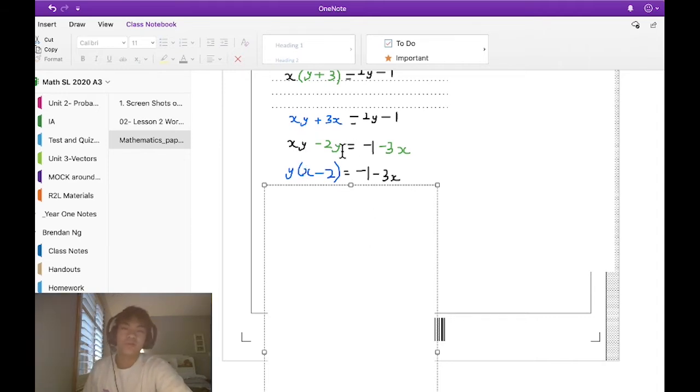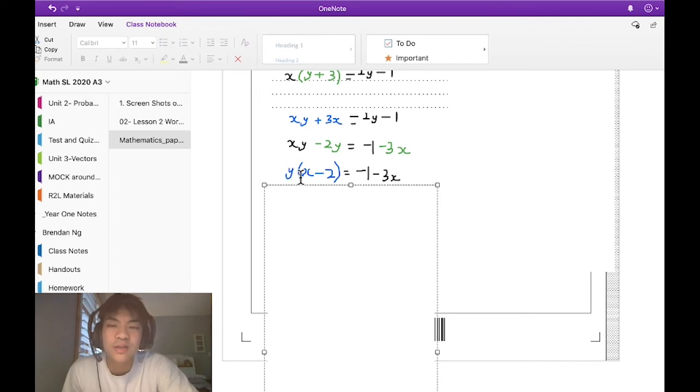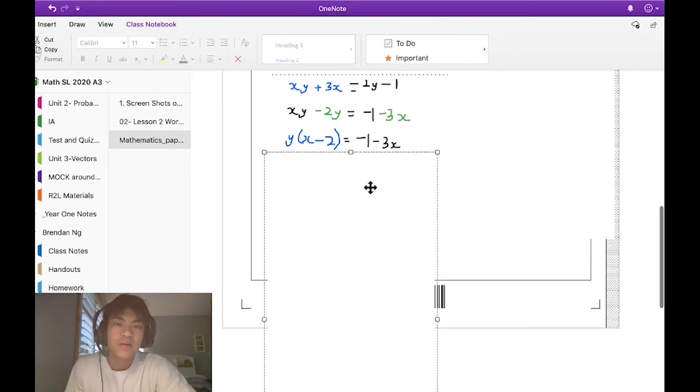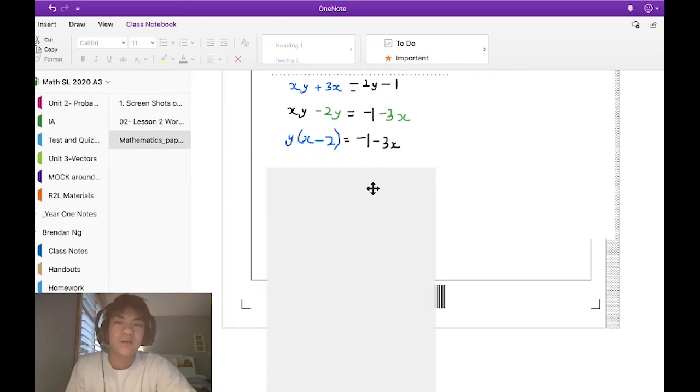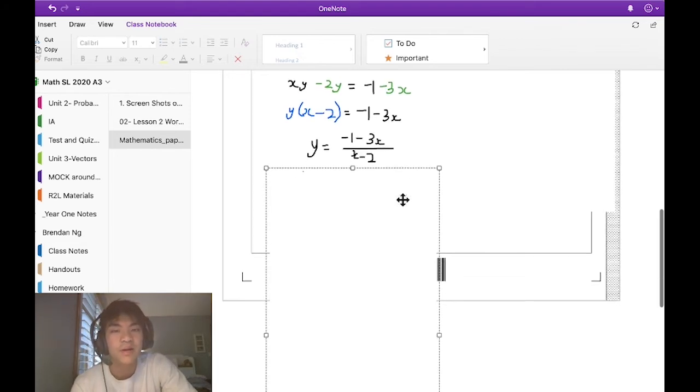So because we have y in both of these terms here, we can simply factor it out. So we get y times (x minus 2) seen here. And if we want to check, we can multiply it back in. So y times x would equal xy, y times minus 2 would equal minus 2y. And the right side stays the same. And now we can just divide out the x minus 2 to isolate for the y. So we get y equals (minus 1 minus 3x) divided by (x minus 2).